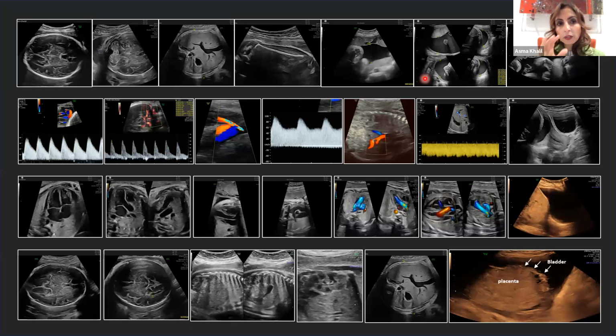And these are the views that you might need to obtain during this ultrasound scan, depending on the risk profile, depending on the indication, depending on the history. So if the woman had a previous cesarean section and has a placenta previa, you might need to look for signs of morbidly adherent placenta.